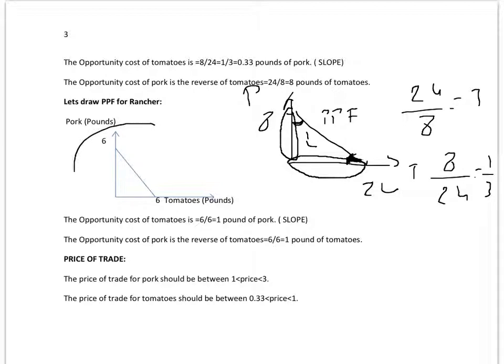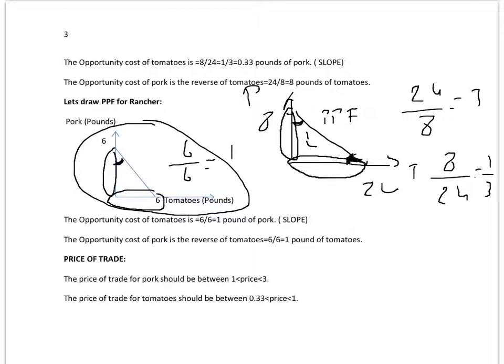And we can find it for the rancher too. Here you see, if I want to find it for pork, it's the length of the opposite side divided by the length of the adjacent side, which is 1. You see, it's very easy. And if you want to find it for tomato, it will be the length of the opposite side, 6, divided by the length of the adjacent side, 1 pound of pork. So opportunity cost is just the slope of the line. When you find the slope of the line, you find the opportunity cost, and the other good's opportunity cost is just the inverse of the first good.